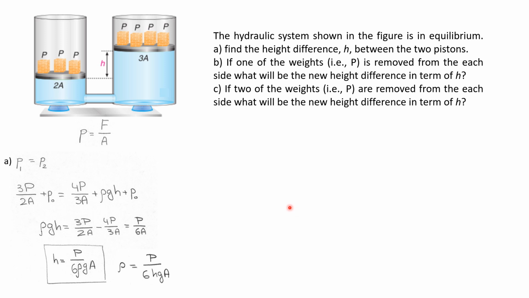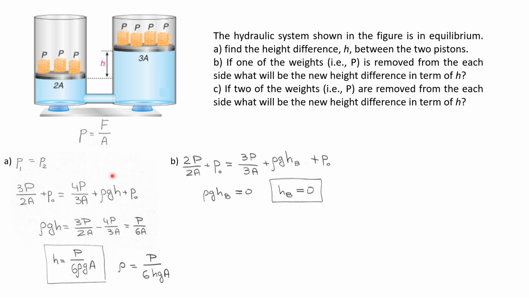Now, if you remove one weight from each side, we still have this equation, but instead of 3P, now I have 2P, and instead of 4P, I have 3P, right? Because we removed one weight from this side and one weight from this side. And again, atmospheric pressures cancel out, and 3P over 3A equals 2P over 2A, right? Because these are essentially P over A, P over A. So this also cancels out. So I end up with rho GHB, and HB here is the height for part B of the question. Okay, so I'm just using this notation. It has to be equal to 0.